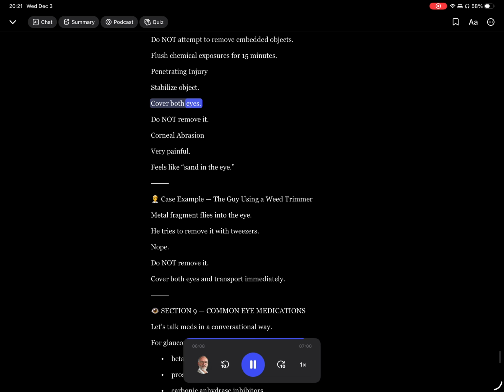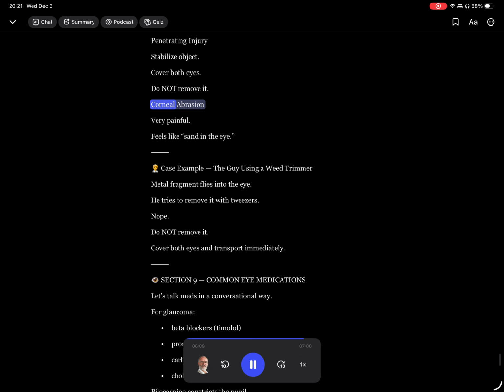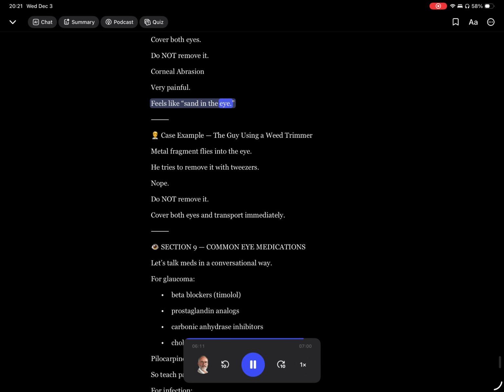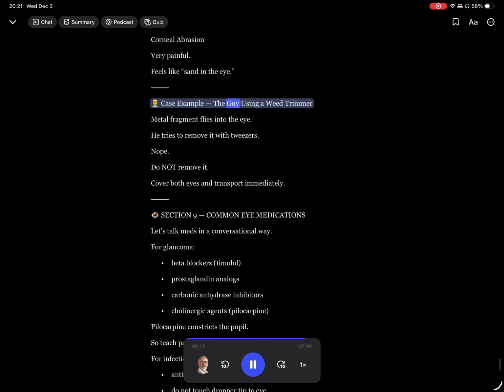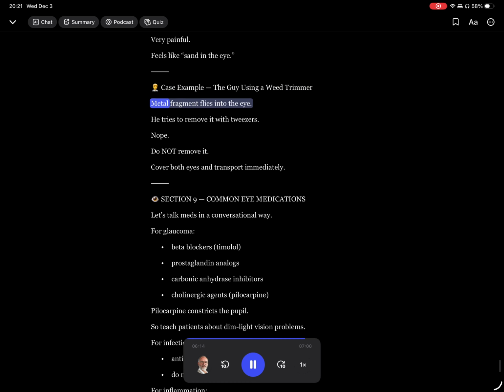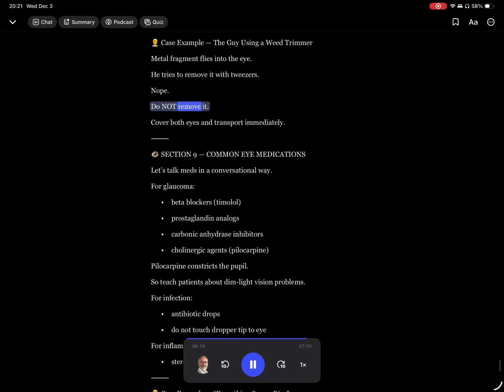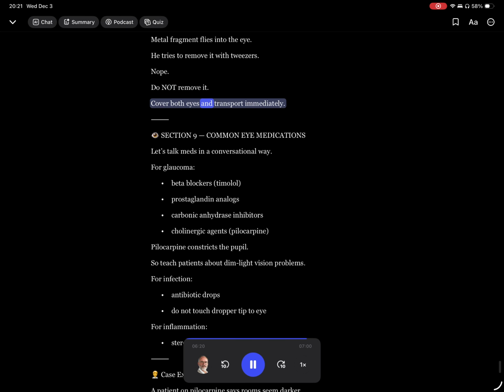Do not remove it. Corneal abrasion. Very painful. Feels like sand in the eye. Case example: the guy using a weed trimmer. A metal fragment flies into the eye. He tries to remove it with tweezers. Nope. Do not remove it. Cover both eyes and transport immediately.